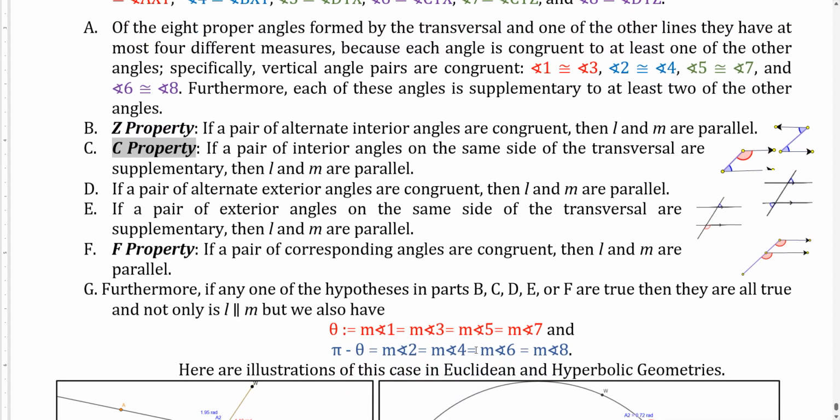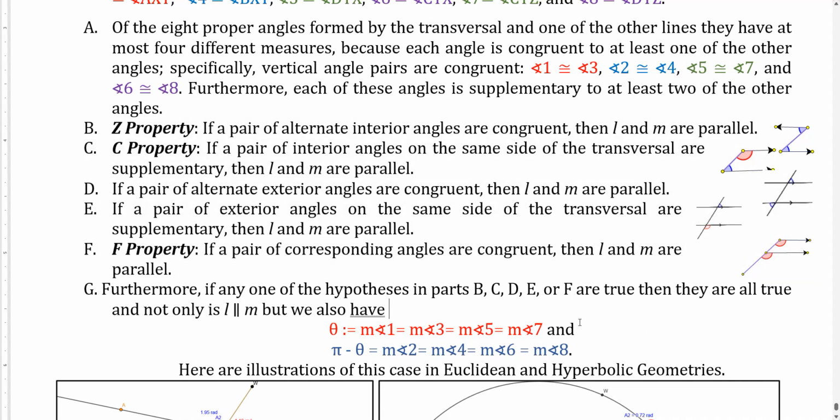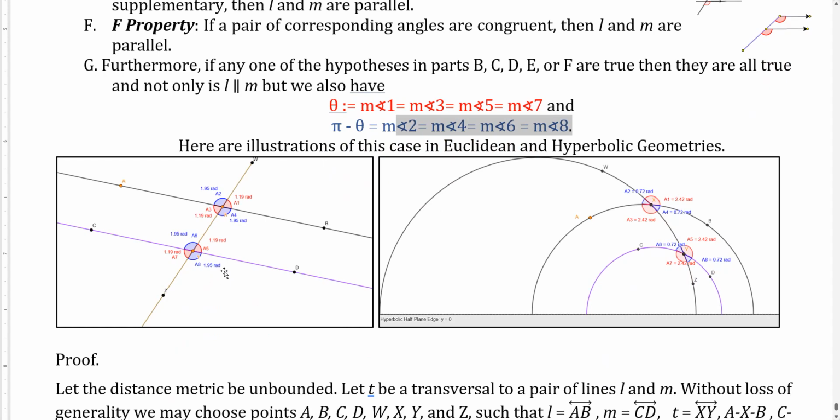And then the next thing to notice is if the hypothesis of any of these parts from B to F is true, then they're all true. Okay, and so what we have is the measures of all the red angles are the same size, and all the odd numbered ones, the way we've done it, are congruent, and all the even ones are congruent. They all have equal measures. So let's see if we can talk about that last part first.